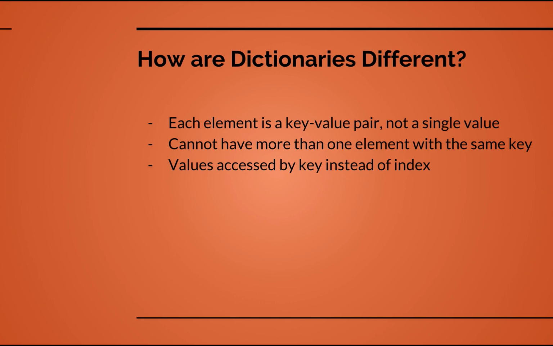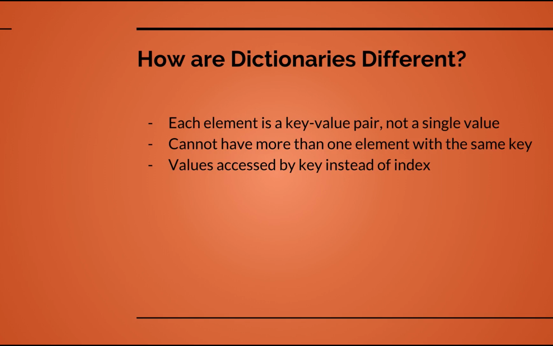The position of that key value pair within the dictionary doesn't matter. Whether it's the first or the last element really makes no difference. And that's because our values are accessed by their key instead of by the index. So let's say I store a value at a specific key.